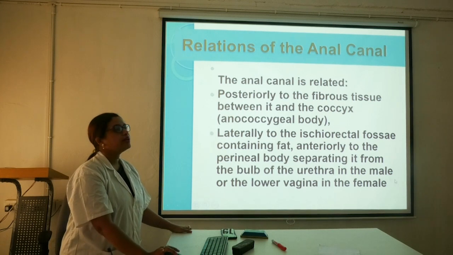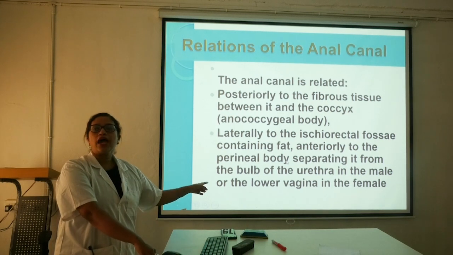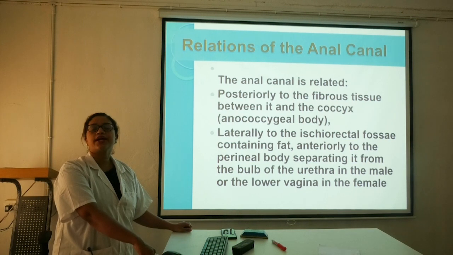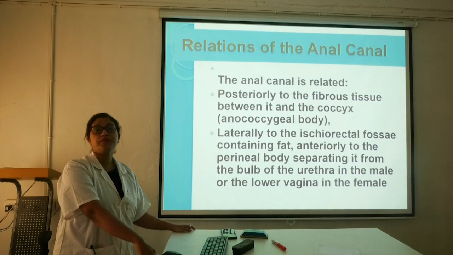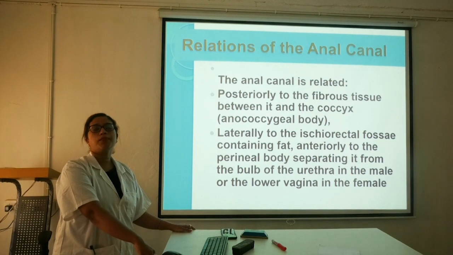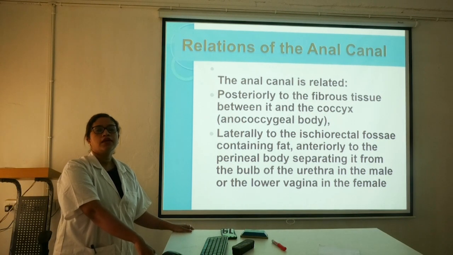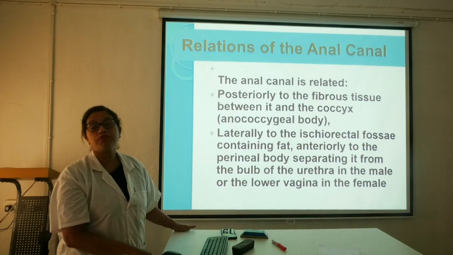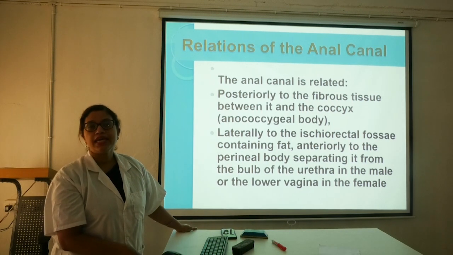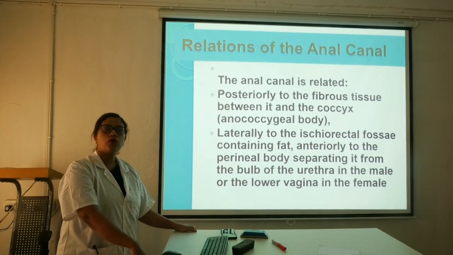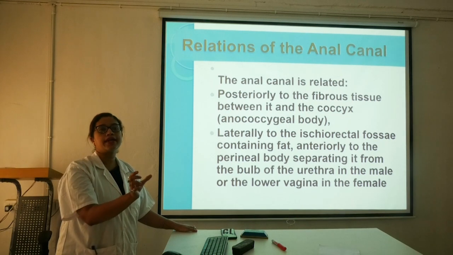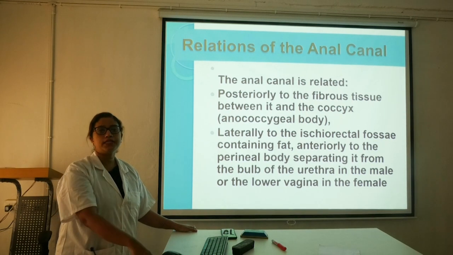Okay, laterally কি আছে? So have you heard of this one, ischiorectal fossa? কোথায় পড়েছো? Hip bone পড়েছিলে? Have you studied it in the hip bone? Ischium is a part of hip bone. So between the ischium and the rectum there is adipose tissue.